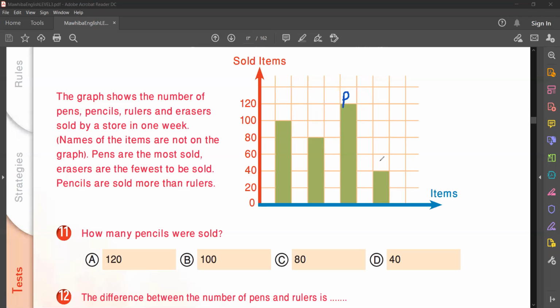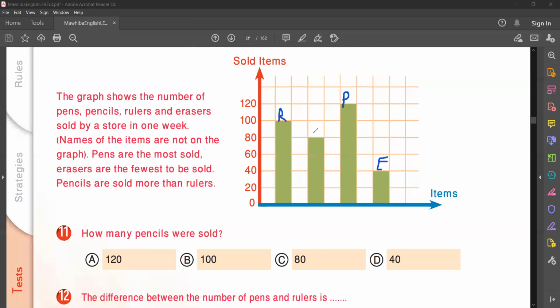And erasers are the fewest to be sold. Fewest, yes, eraser. And pencils are sold more than rulers. Yes, pencils are sold more than rulers. So the ruler here, I think ruler here.